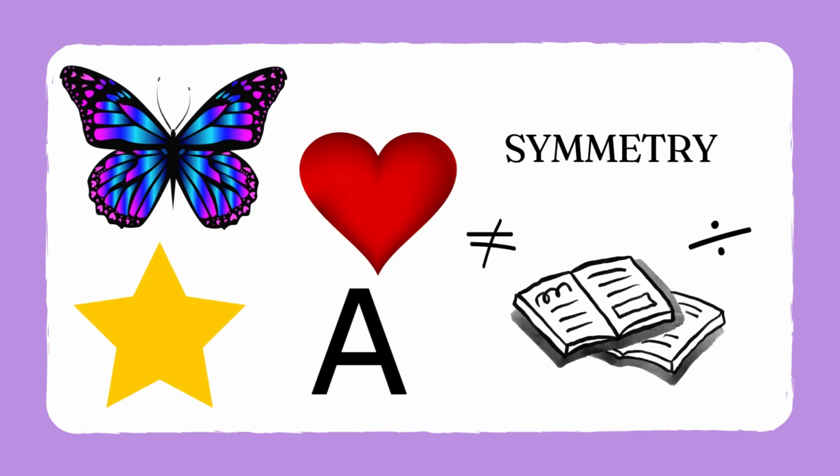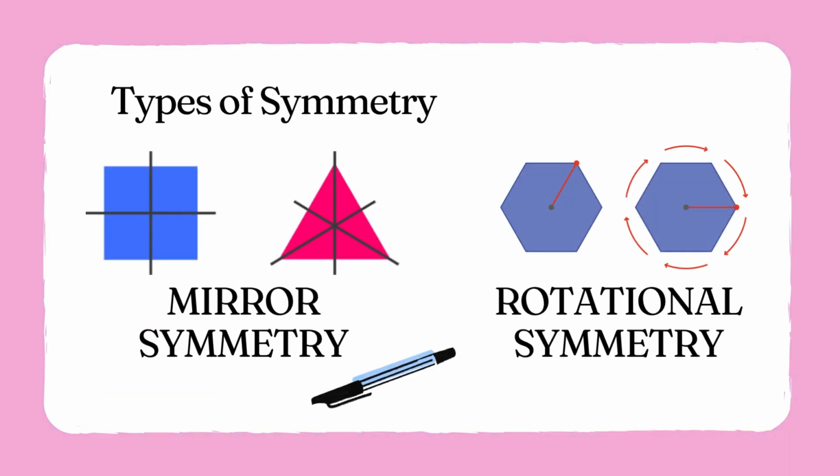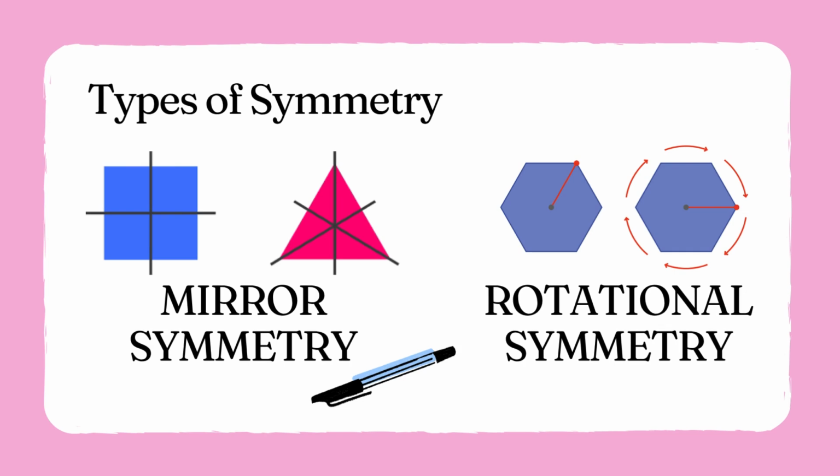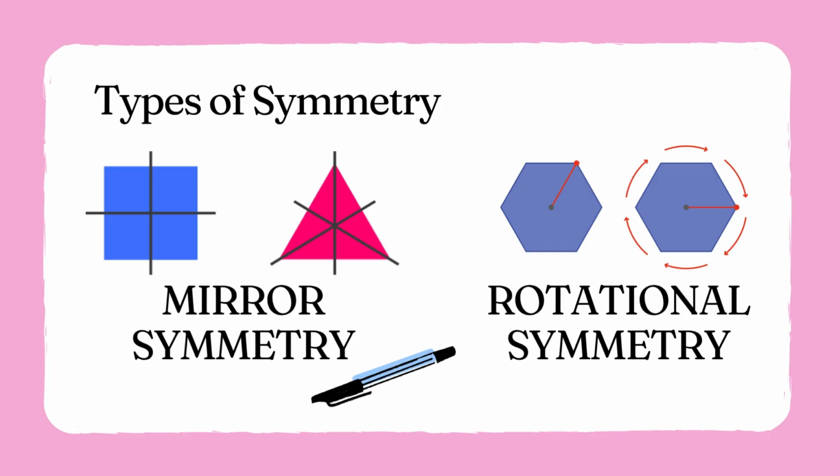Symmetry means 2 sides are exactly the same when folded or mirrored. For example, a butterfly's wings, a heart shape, or the letter A, each has a line of symmetry. There are 2 main types of symmetry. Line symmetry: one side is the mirror image of the other. Rotational symmetry: the shape looks the same even after turning it partway, like a star or a wheel.